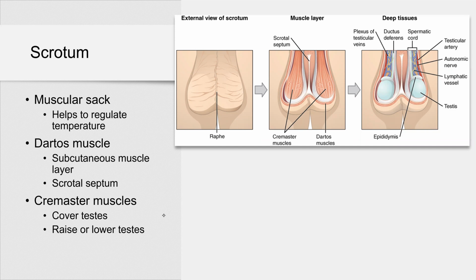Now scrotum is a muscular sac that helps regulate temperature within testes. Now scrotum, of course, is covered by skin and some subcutaneous tissue, some fascia. But within the scrotum, you have this muscle here that's called dartos muscle. And when this dartos muscle contracts, it wrinkles the scrotum and also pulls the testes a little bit closer to the body, and it increases temperature within scrotum.